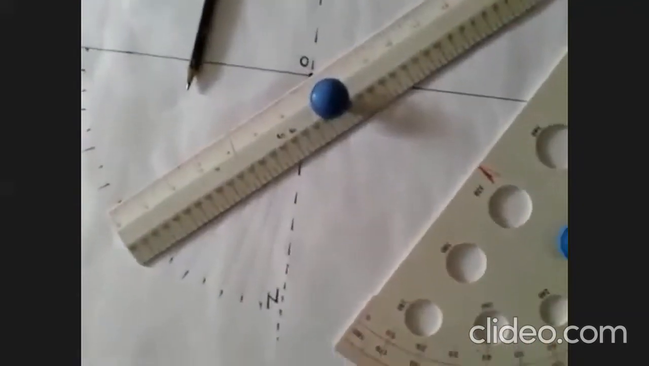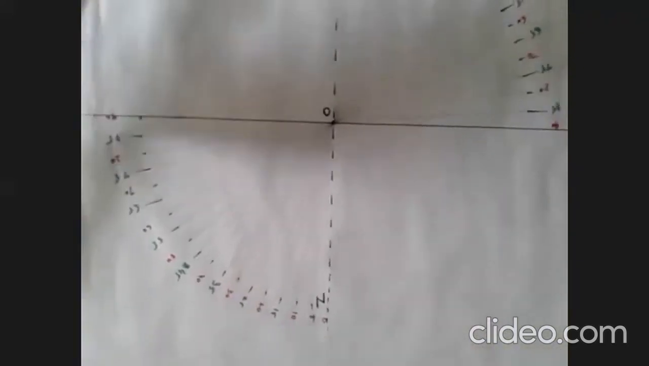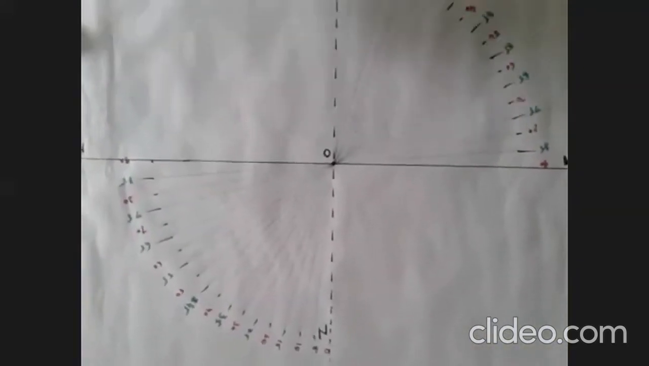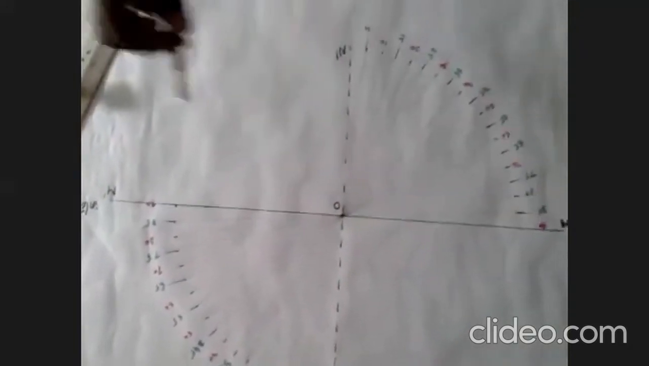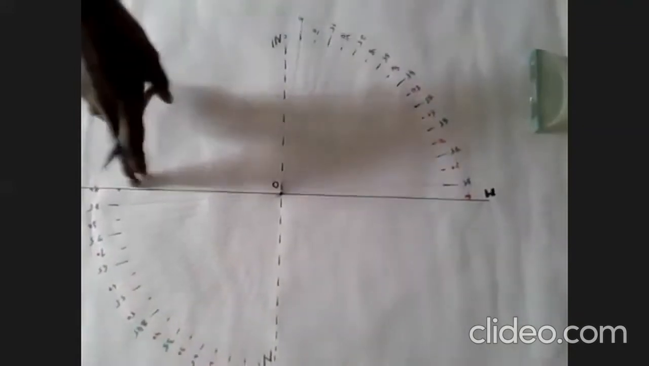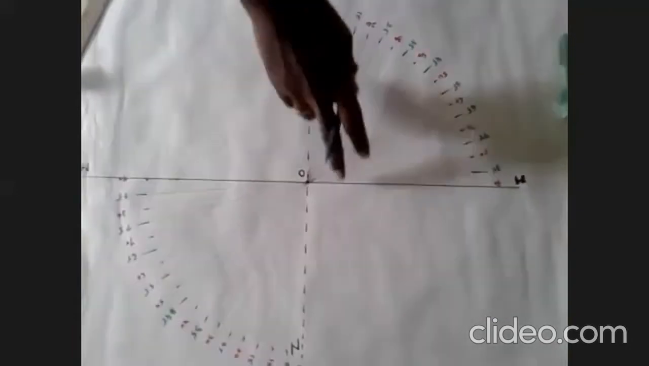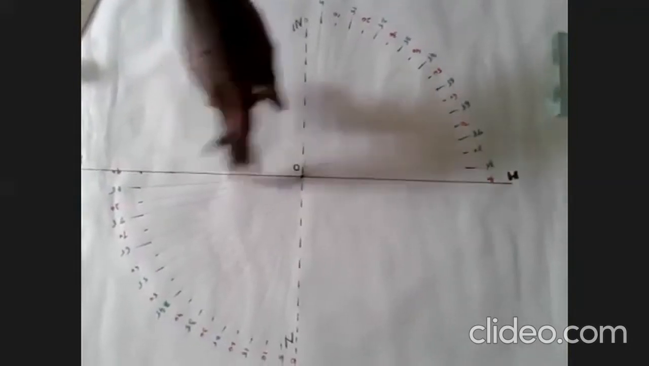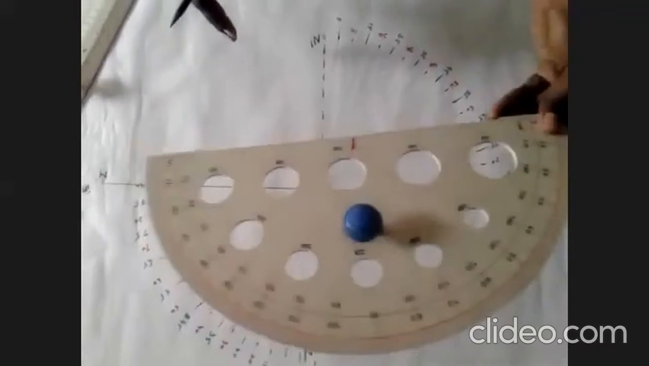See here, children, you have to make the angles on the chart. That is the third step. The first step is to draw an interface and then draw the perpendicular line to the interface, which we call the normal, and then we make the angles by using the protractor.